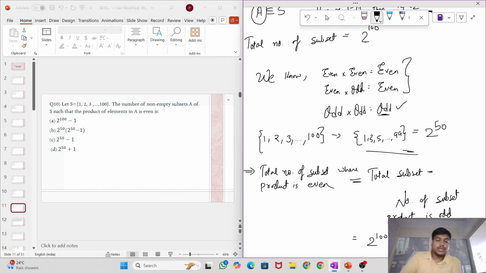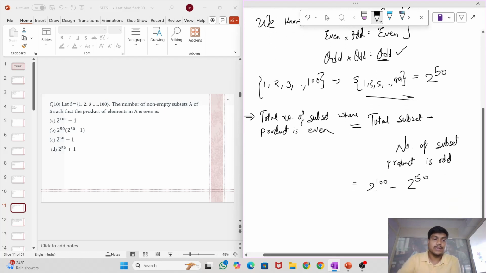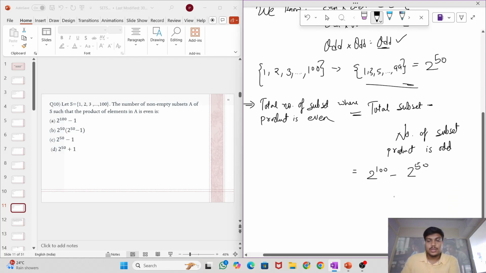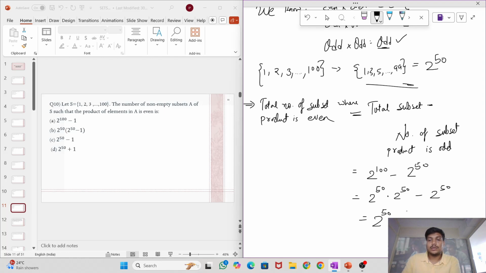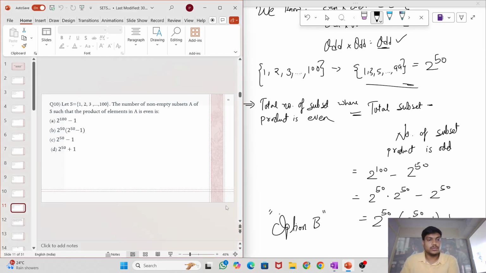Now we have gotten some formulation to this, but it's still not matching our options. So to do that, what can I do? I can write this as 2 power 50 into 2 power 50 minus 2 raised to power 50. I will take 2 power 50 common from both of the terms, and what will be left? This. If we see here, it is matching our option B. So the answer to the given question is option B. Alright, I hope you understood this one. Let's move on to the next question.